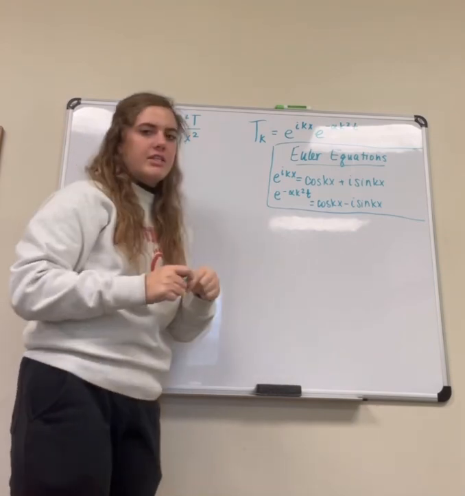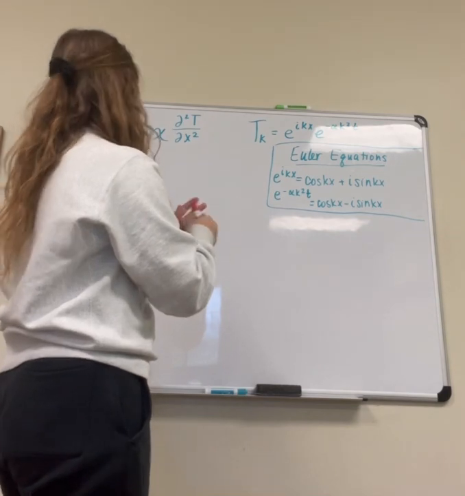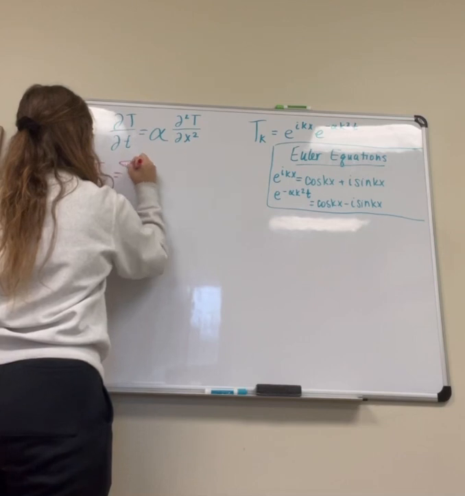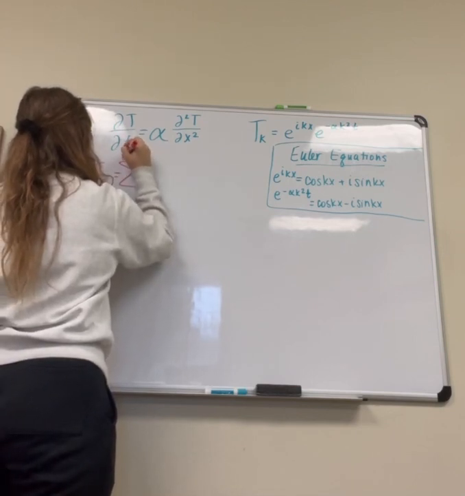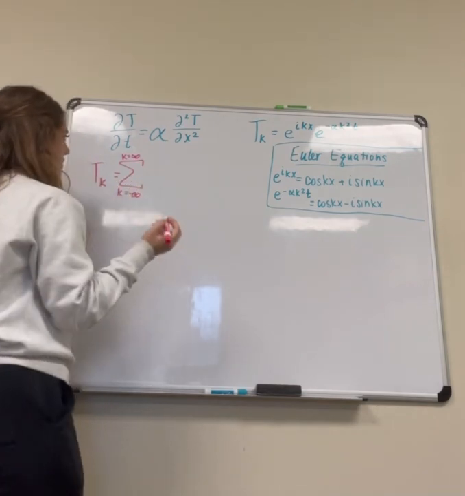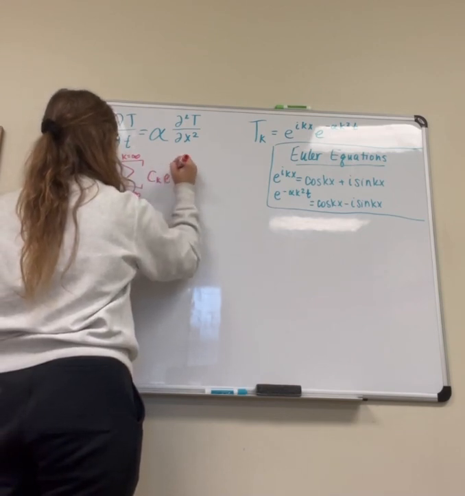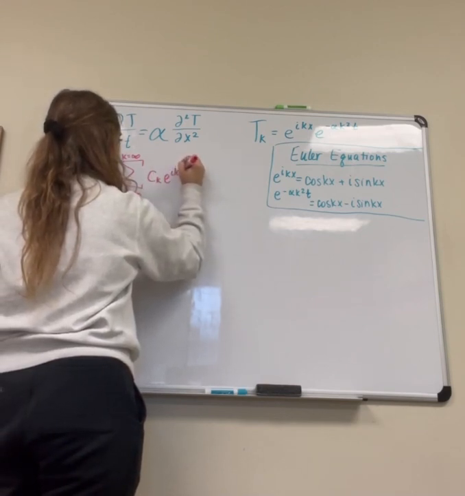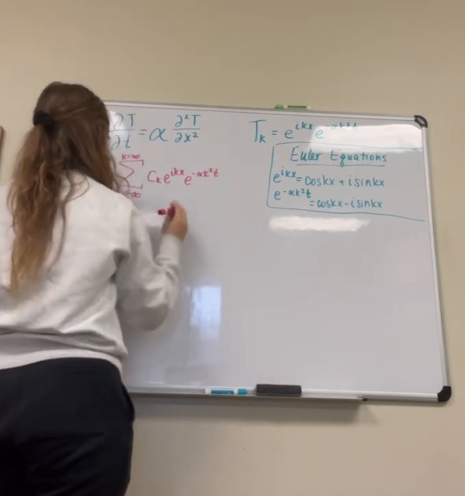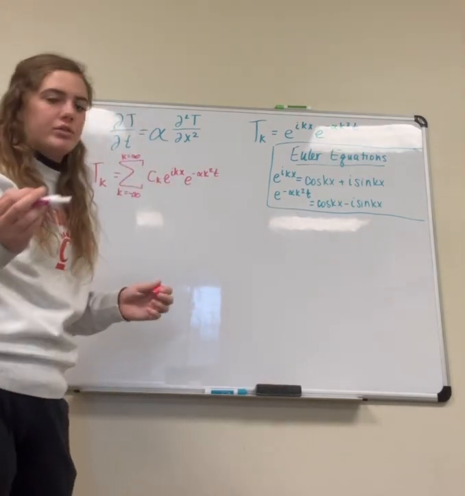And so we can think of Tk as a summation. So let me do this in a different color here. Tk equal to the summation from k equals negative infinity to k equals infinity of ck e to the alpha k squared x. Okay, so like I said, we can think of Tk as a summation of our actual temperature profile.